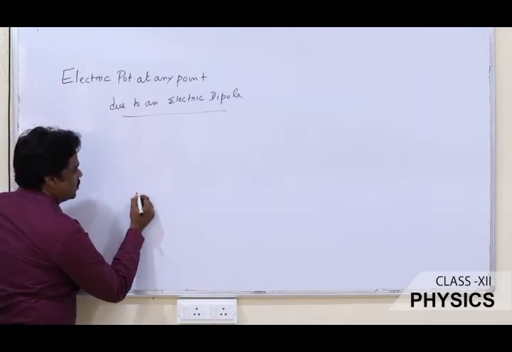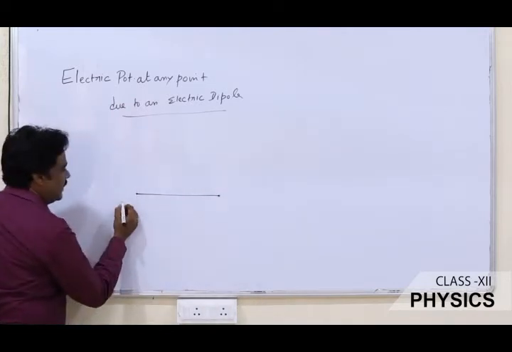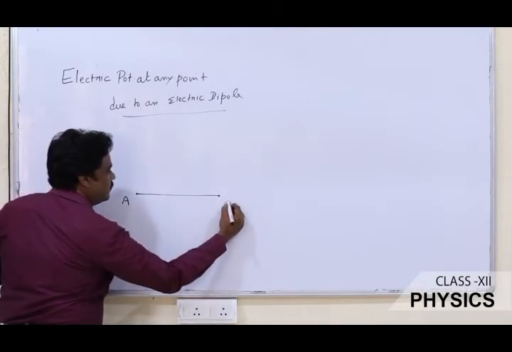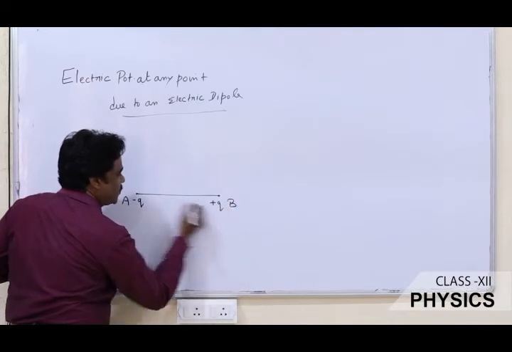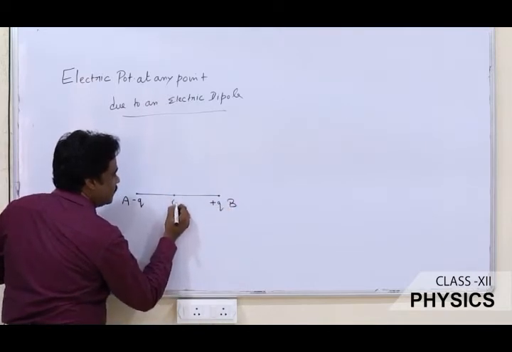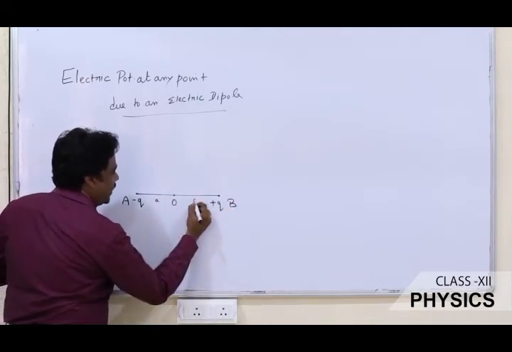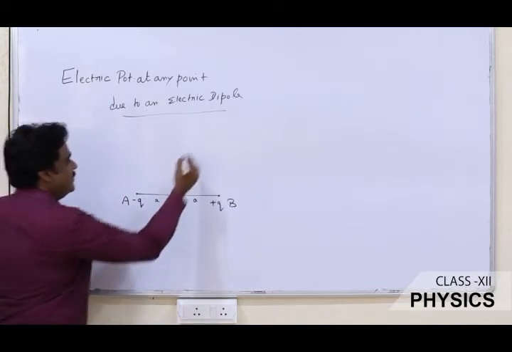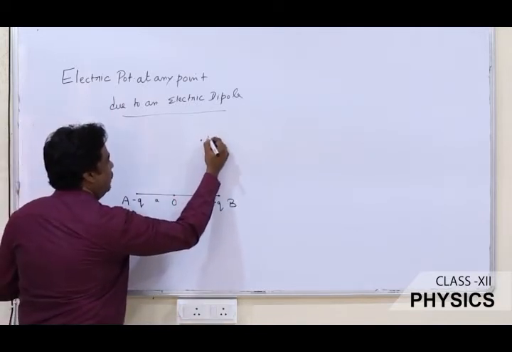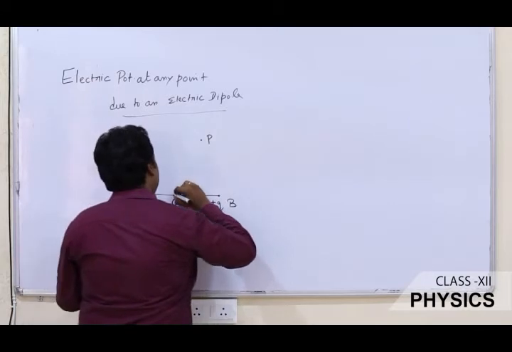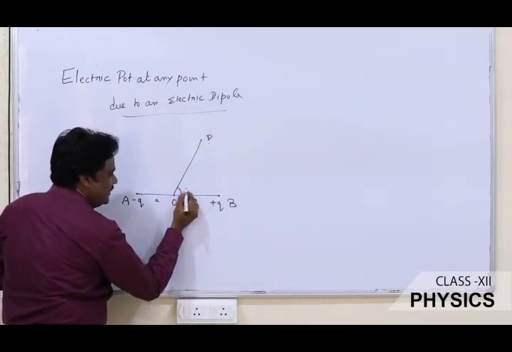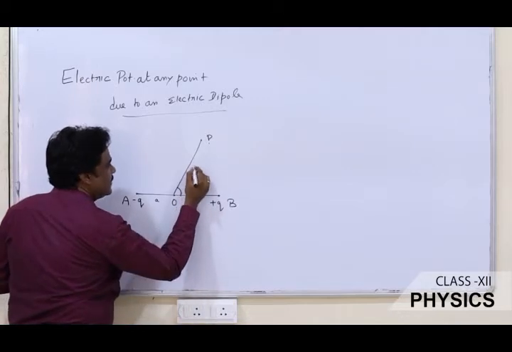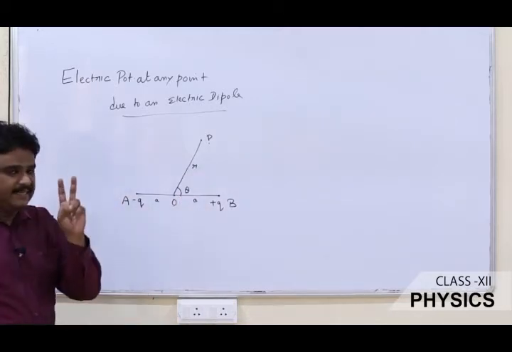So what is the source? You know the source is a dipole. Dipole is AB. What about the charges? Minus Q and plus Q. The midpoint is O, and the two half-lengths are A. Next, number 2. I'm going to consider a point P. Let that point P make an angle theta with the dipole at a distance r.